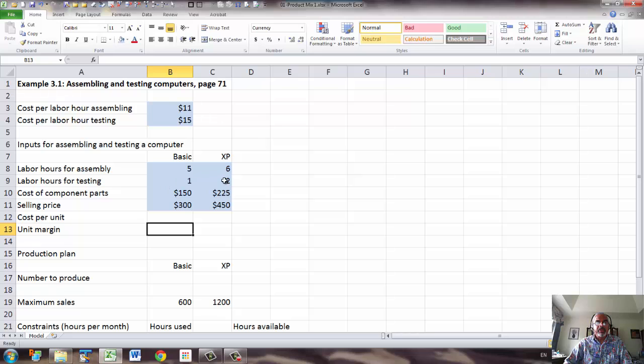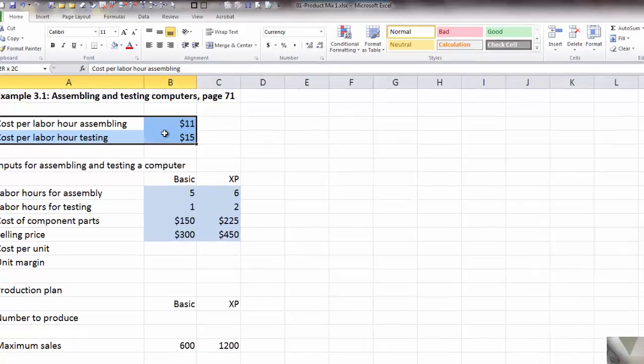Now these are the information that is given in the textbook. So we are now going to have to compute the unit margin ourselves. So we have the selling price. Now we have the labor required and the labor hours needed. So we can now compute the cost of the unit, and then the difference is our margin. But before that, let's give names to these two cells.